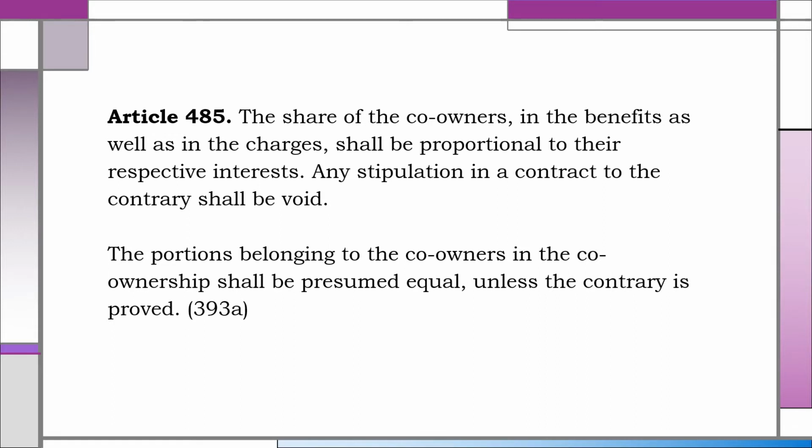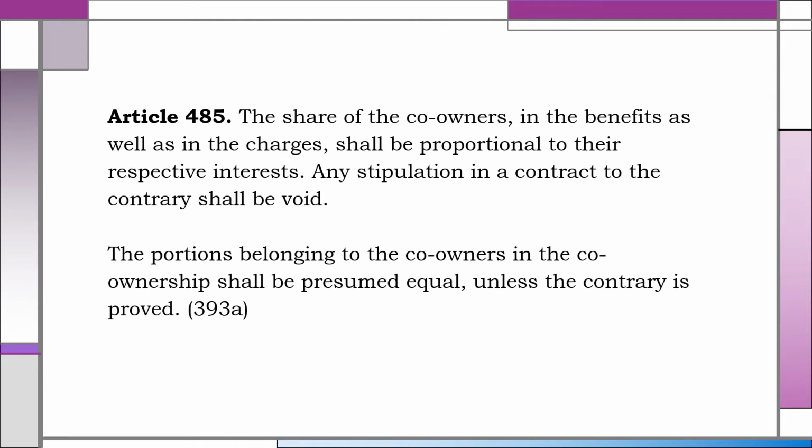Thus, if one co-owner owns two-thirds, he shares two-thirds of the taxes. Contrary stipulation is void. To do so would be to run against the nature of co-ownership. Each co-owner shares proportionately in the accretion or alluvium of the property. This is because an increase in area benefits all.